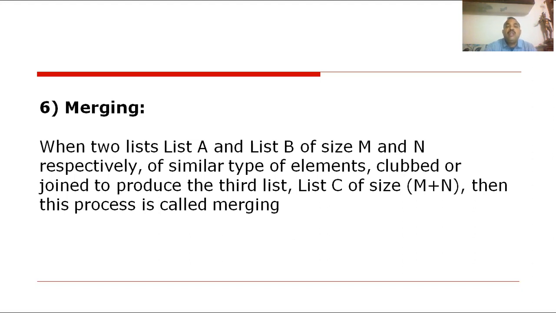When two lists, list A and list B of size M and N respectively, of similar types of elements, are clubbed or joined to produce the third list, list C, that is the third list called C of size M plus N. What is the size of the list C? M plus N. That is, the first list size and the second list size total equal to the third list size. Then this process is called merging.